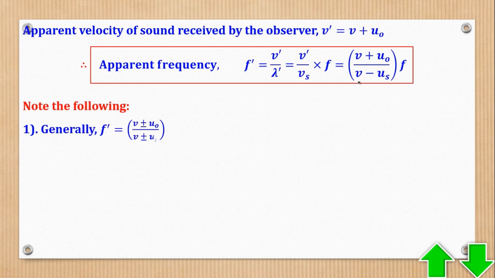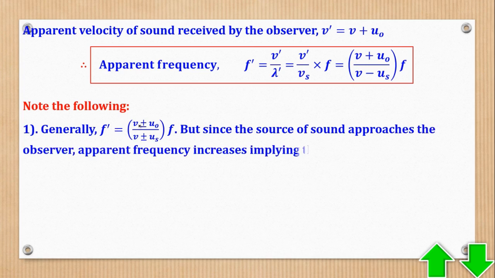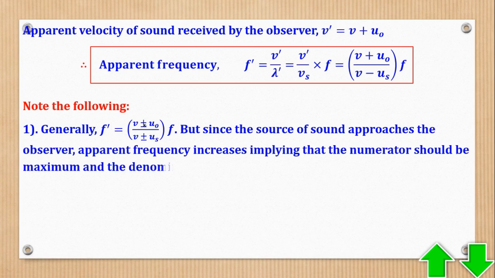But there are cases when they are stationary. So first of all, we shall say that generally f prime is given by v plus or minus u0 over v plus or minus us, times f. This is the general expression of f prime. Now it is up to you to find out whether you put a plus here or a minus, or a plus here or a minus. Now how do you find out?